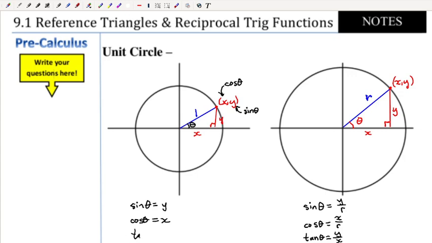Tangent is not going to simplify so nicely. It's still opposite over adjacent. It's still y over x. So that is still a fraction. It doesn't simplify out so nicely. So we're going to do a whole lot of work with the unit circle in the next couple lessons. But for now, just put the unit circle aside, and we're going to focus on this kind of circle that could have any radius going through a point x, y.